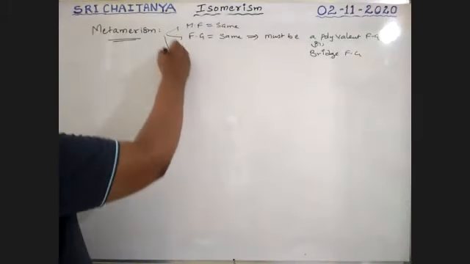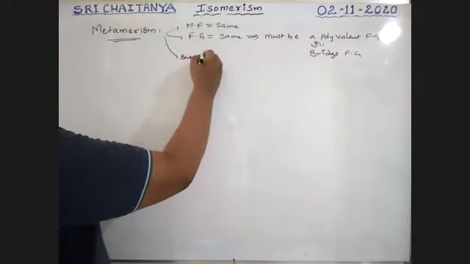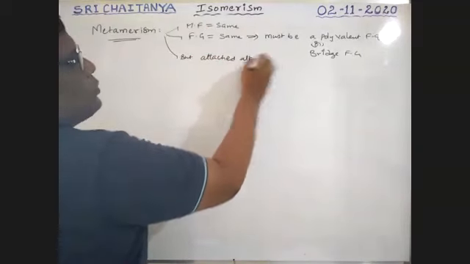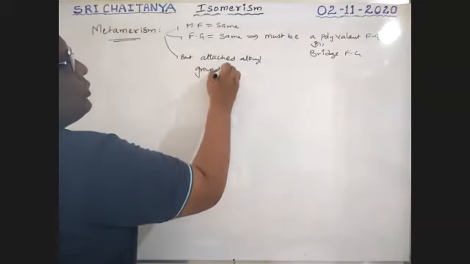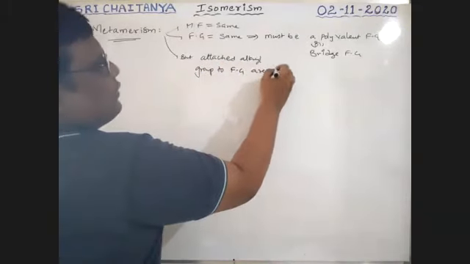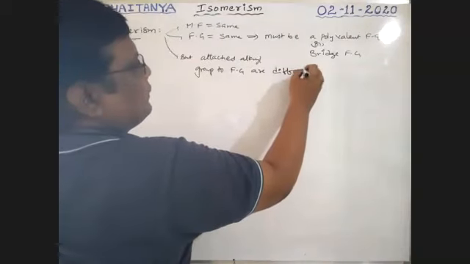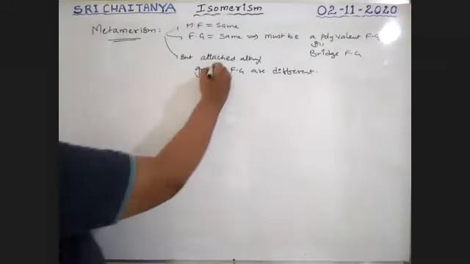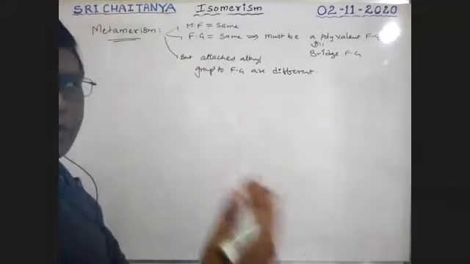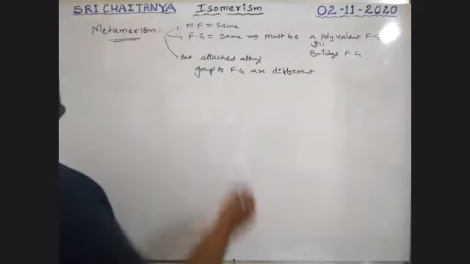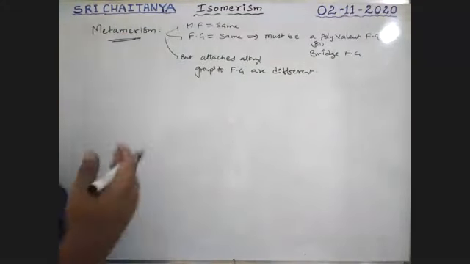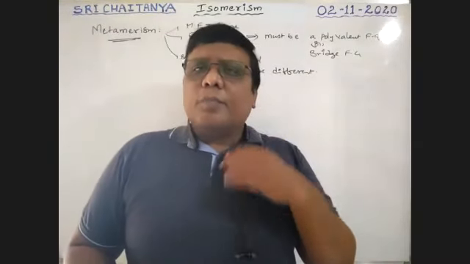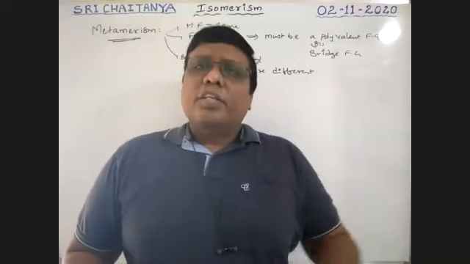Next, but attached alkyl groups to the functional group are different. So that isomerism is called metamerism, and those compounds are called metamers. So see here, what is that? There is a polyfunctional or bridge functional group.